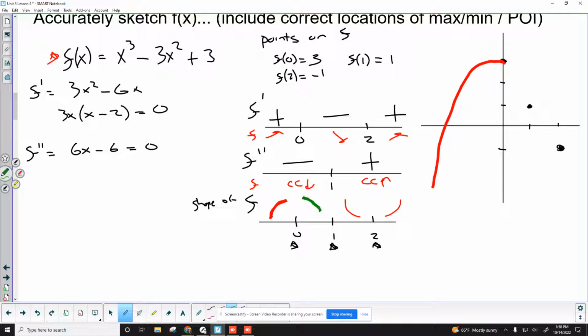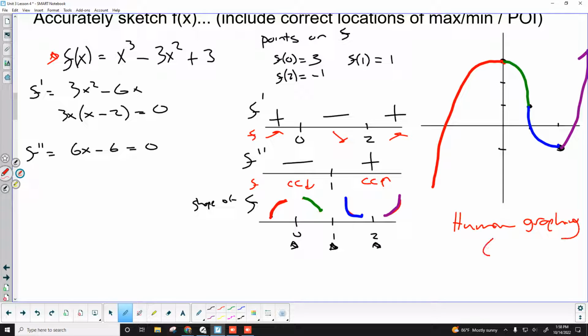From 0 to 1, decreasing concave down. From 1 to 2, decreasing concave up. And then from 2 on, increasing concave up. Yo, you're a human graphing calculator. That is a very accurate sketch of F, and we did not use any technology. We know where the curvature changes. We know where we have maxes and mins. We got it.